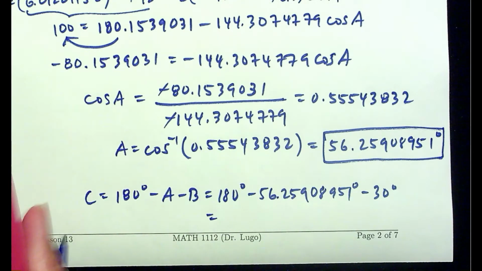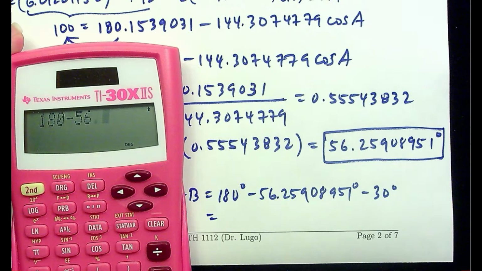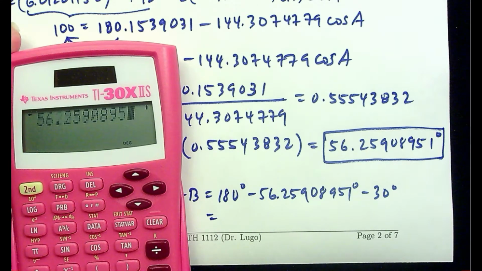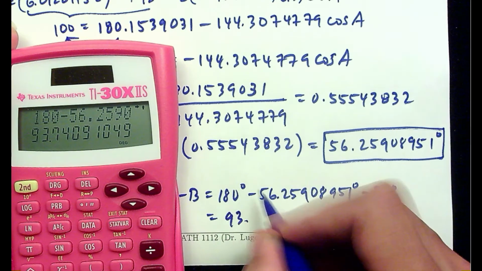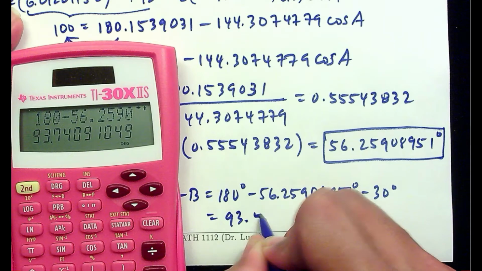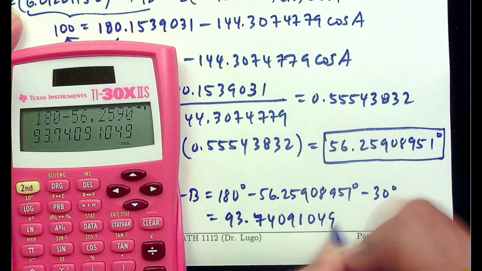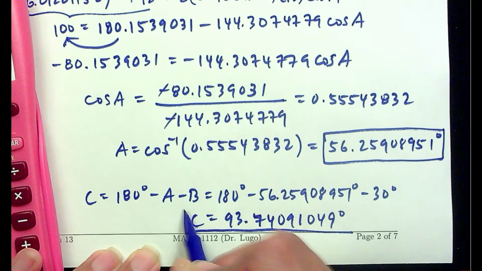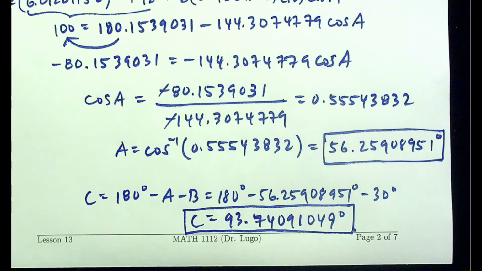180 minus 56.2590895 minus 30, you get 93.74091049. That is capital C. Now we have everything about that triangle, so that means we're done with the problem.